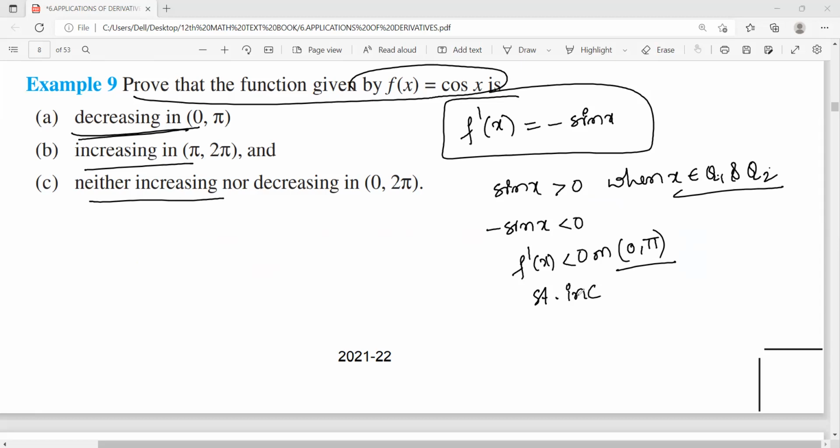So sine 0 is 0, then sine 90 is 1, and then sine 180 is 0 again, right? So f dash of x is less than 0, strictly decreasing on 0 to pi. So f dash of x is minus sin x, right? What about minus sin x? Sin x is greater than 0 in the first and second quadrant. Minus sin x means f dash of x is less than 0 on 0 to pi.